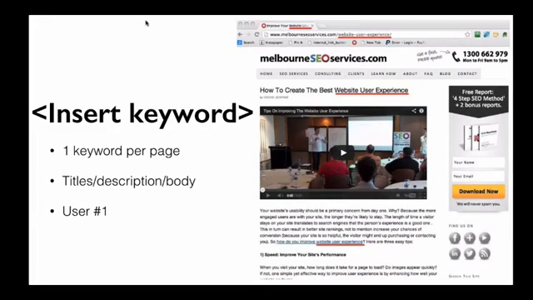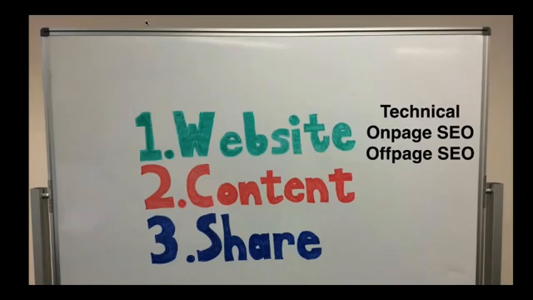You make sure that keyword is in the title, description, and also in the body content as well. But always put the user first. Don't try and stuff in a keyword for the sake of putting in a keyword. If the keyword doesn't fit, don't squish it in there just for the sake of it. And then the final bit we need to look at is off-page SEO.